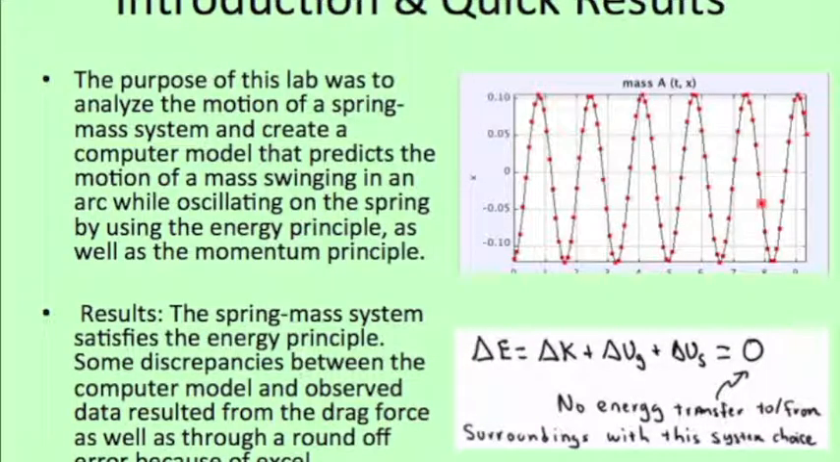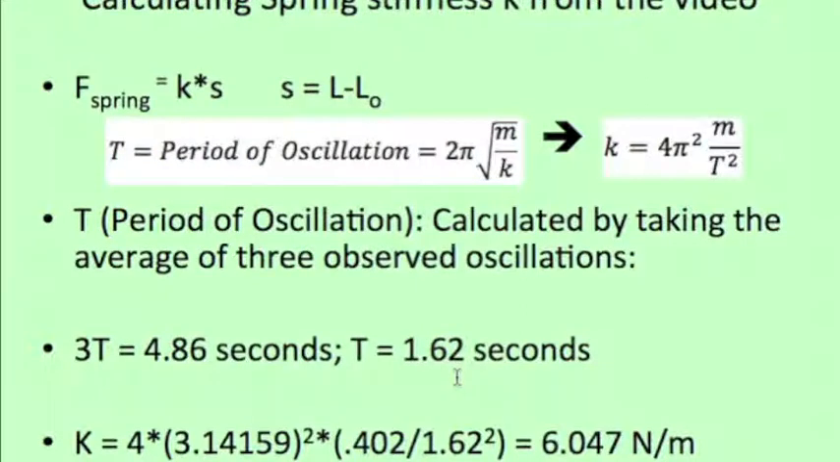I did this by calculating the average of 3 observed oscillations, so I found the interval of 3 oscillations and then divided by 3. Then, by rearranging the formula for T, I solved for the stiffness k and found a value of 6.047 newtons per meter. This is seen in the equation on the right side.